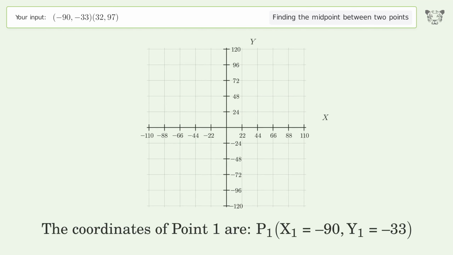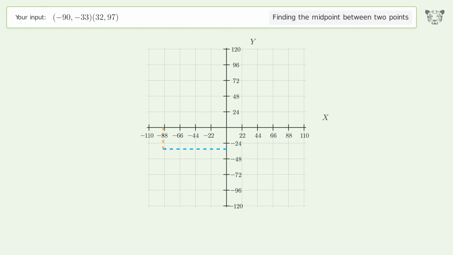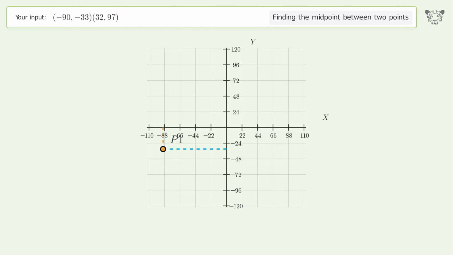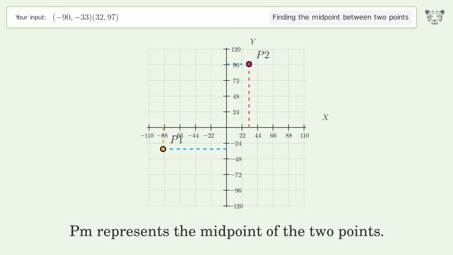The coordinates of point 1 are, x1 equals negative 90, y1 equals negative 33. The coordinates of point 2 are, x2 equals 32, y2 equals 97. PM represents the midpoint of the 2 points.